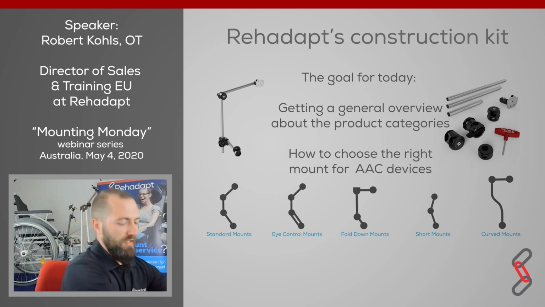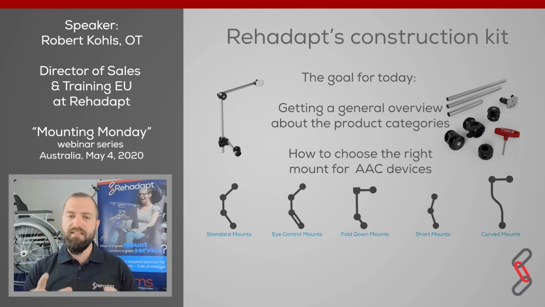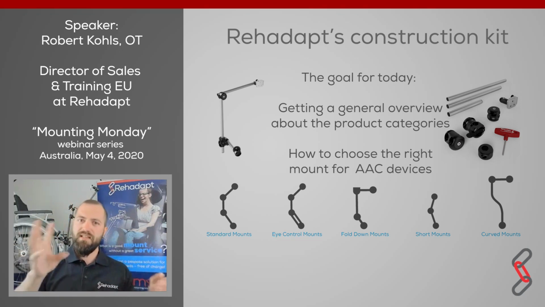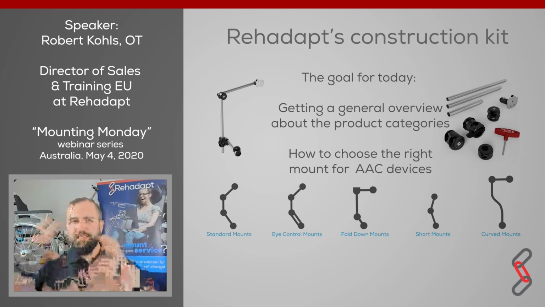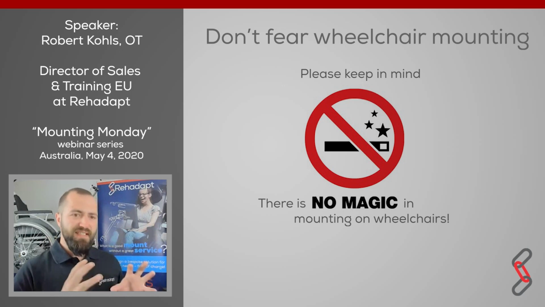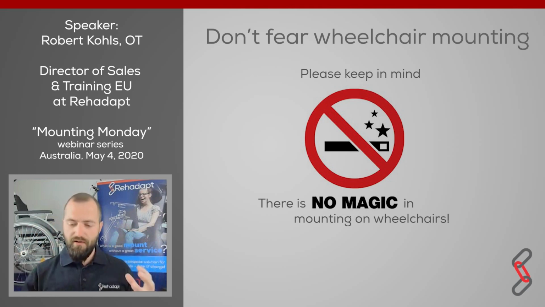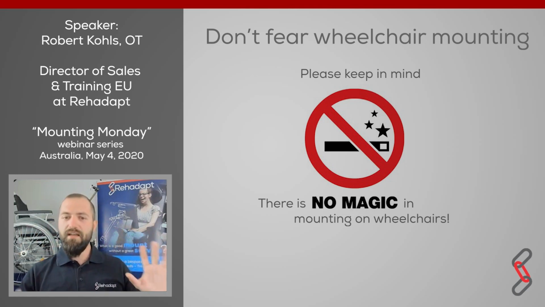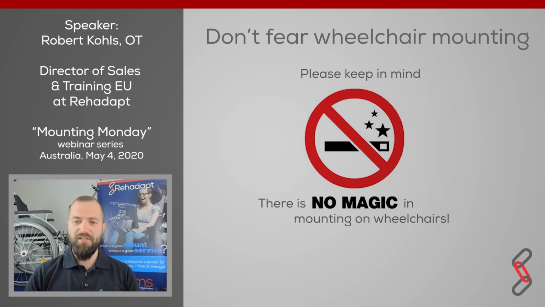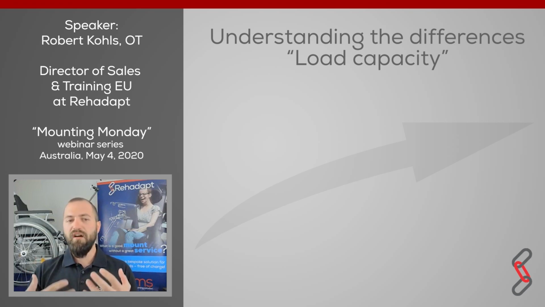But when you take a quick look in our catalog, you will see a couple of these categories and a couple of different models. Some look silver, some look black, but what are the differences? When people see that, they are like, oh my god, mounting is so difficult, there must be some magic in it. So please keep in mind, there is nothing magical about mounting on a wheelchair. You only need to understand the differences. So let's start with an understanding of the differences.